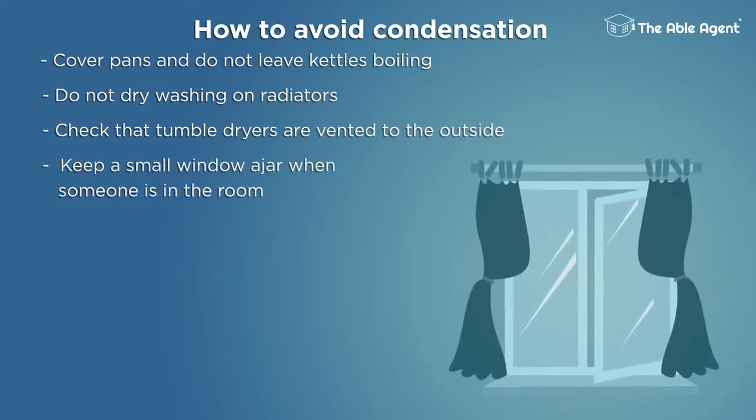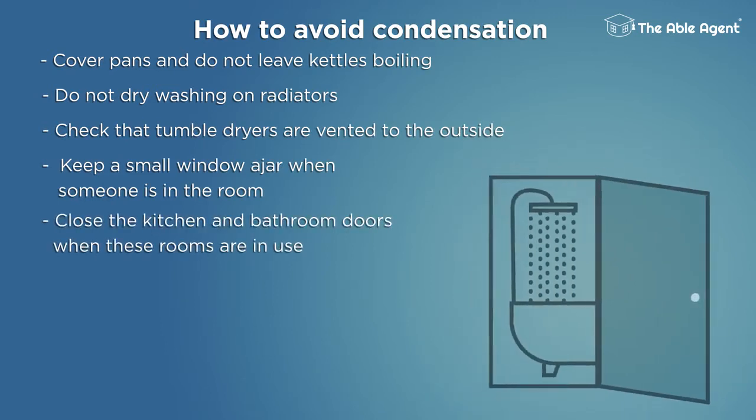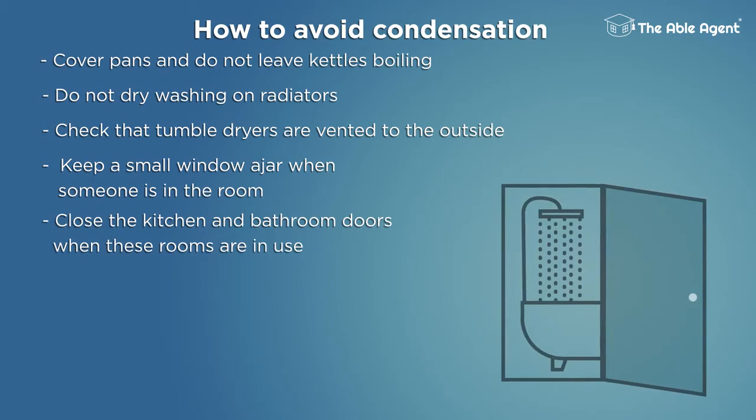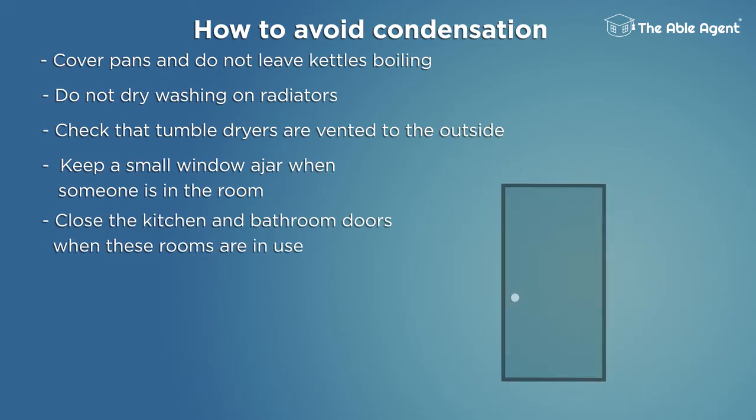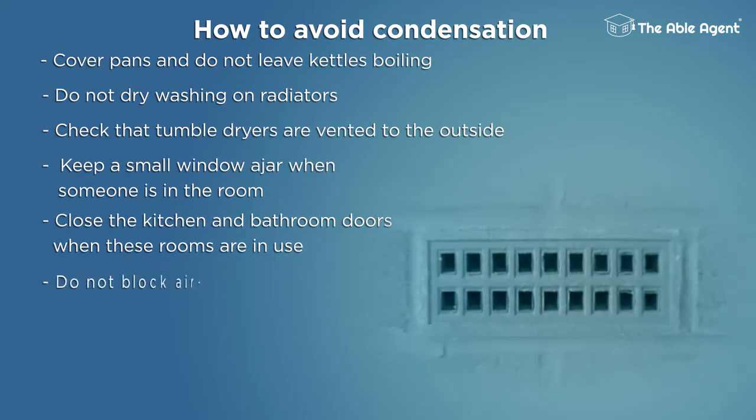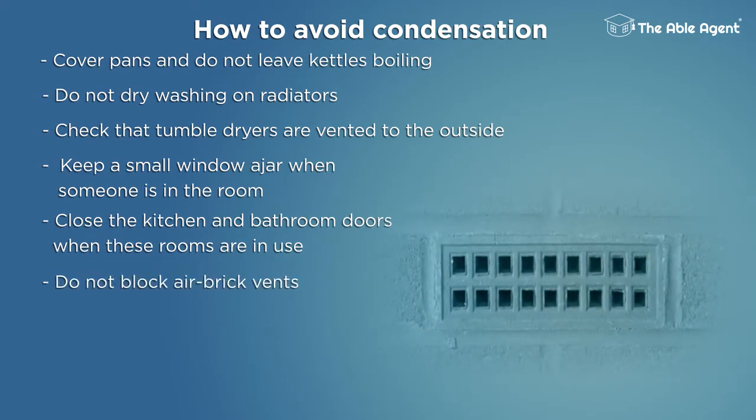Keep a small window ajar when someone is in the room and using it. Use trickle vents provided in UPVC windows. Close the kitchen and bathroom doors when these rooms are in use to help prevent moisture reaching other rooms, especially bedrooms, which are colder and often more likely to get condensation. Keep an eye on any air brick vents, don't block them.